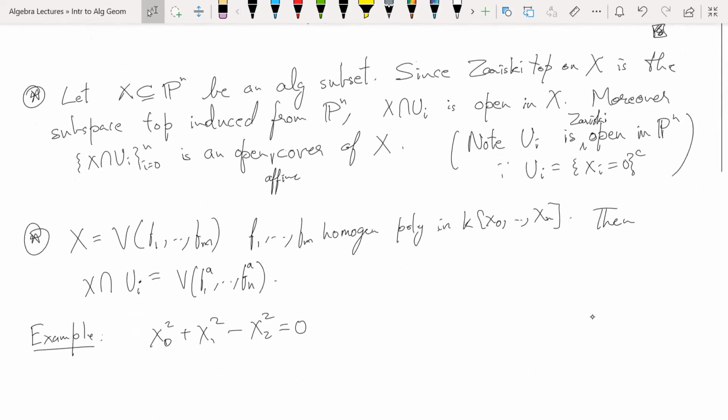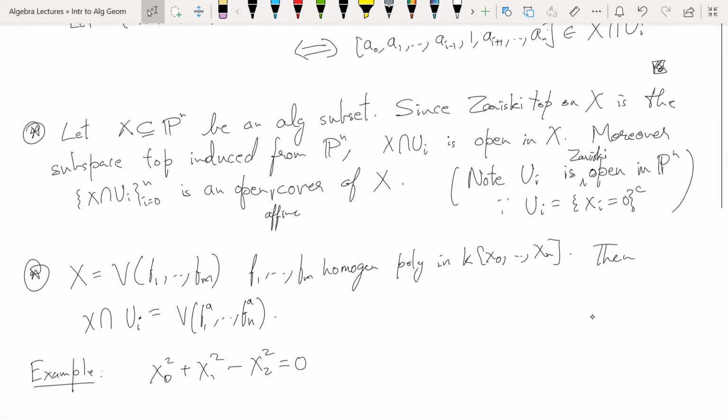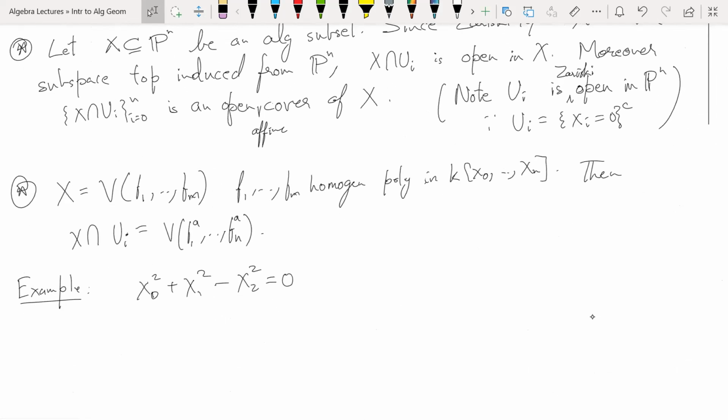So X intersection Ui is the zero set of these polynomials. It's called dehomogenization because even if you start with homogeneous polynomials and you set Xi equals 1, it is no longer homogeneous. So maybe we'll do one example and it will become clear.